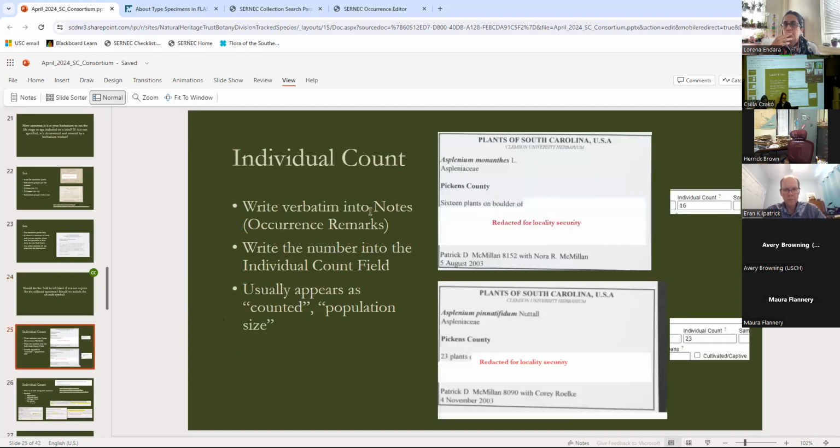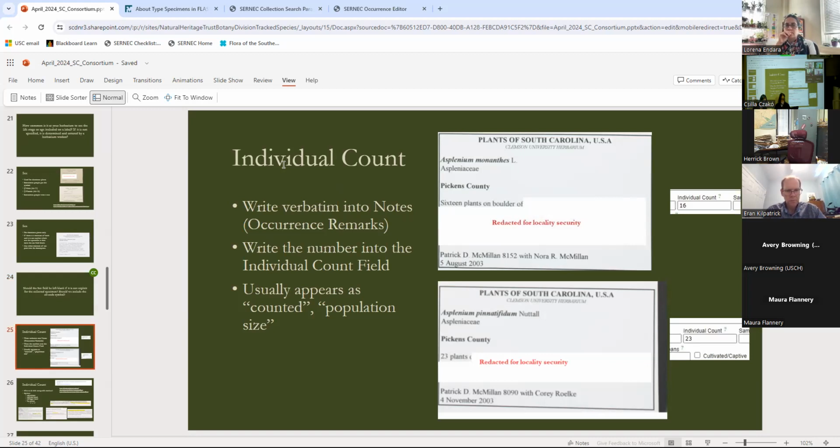So here, the individual count, this is very uncommon that I've seen for herbarium specimens. Actually, the most that I've seen this on are for rare species, because collectors like to note for rare species how many there are. So what we have been doing is writing the verbatim into note/occurrence remarks, because it is an occurrence remark. And then we write the number into the individual count field.